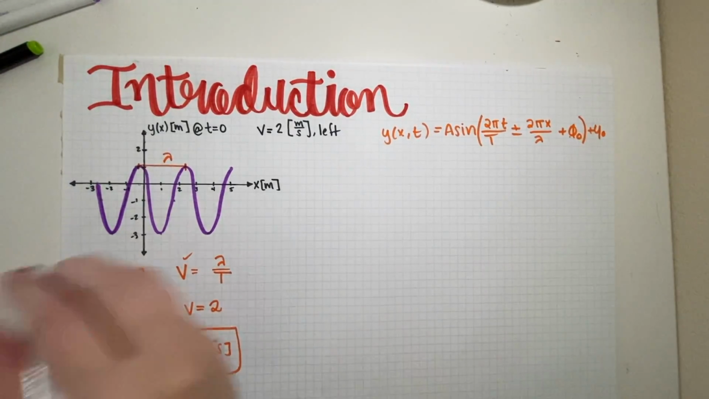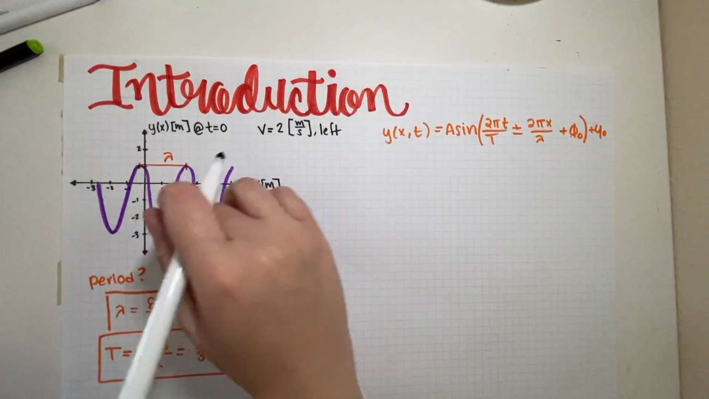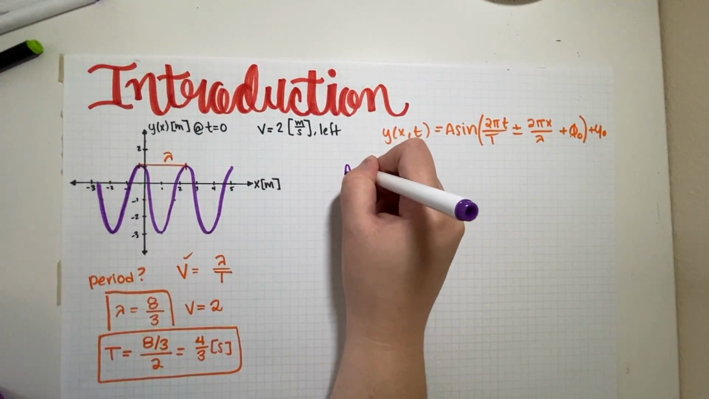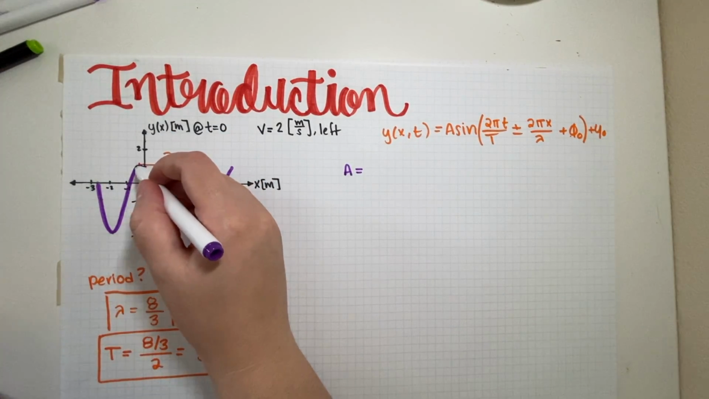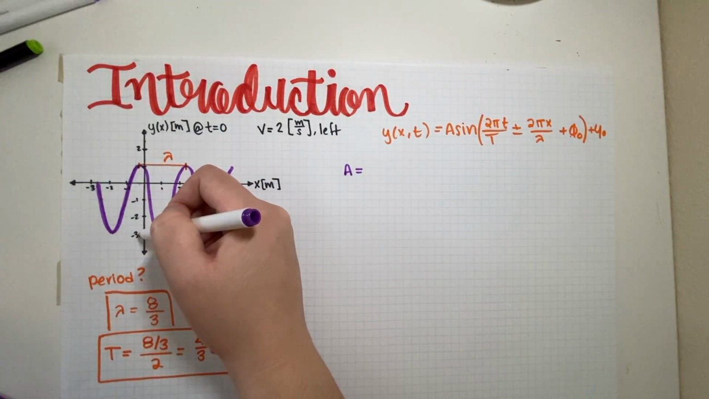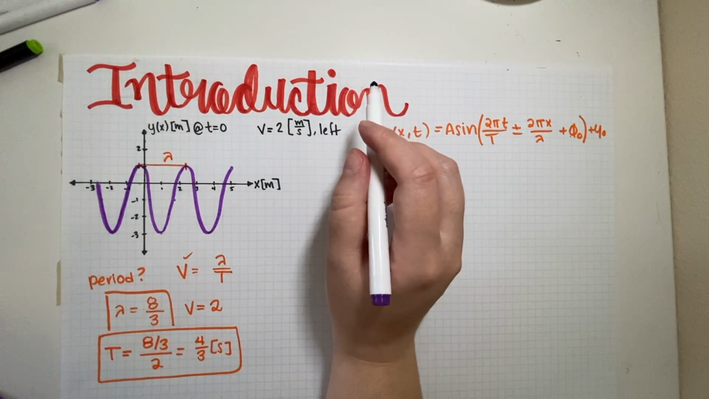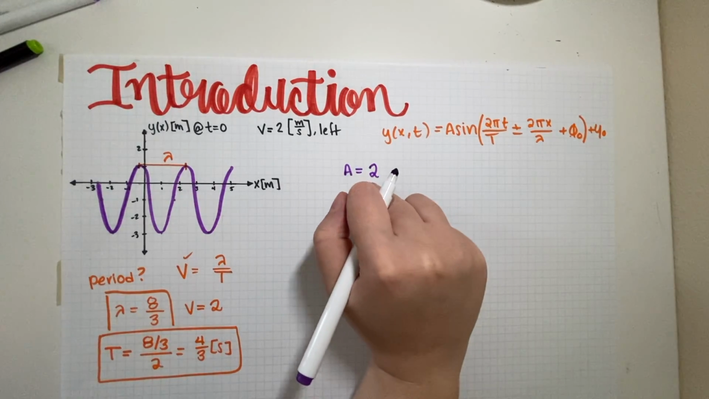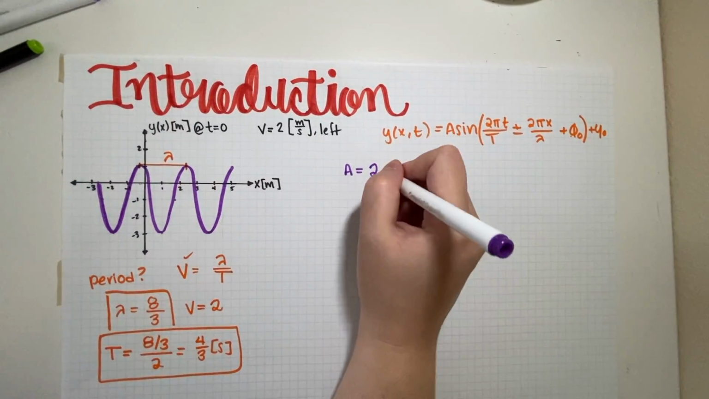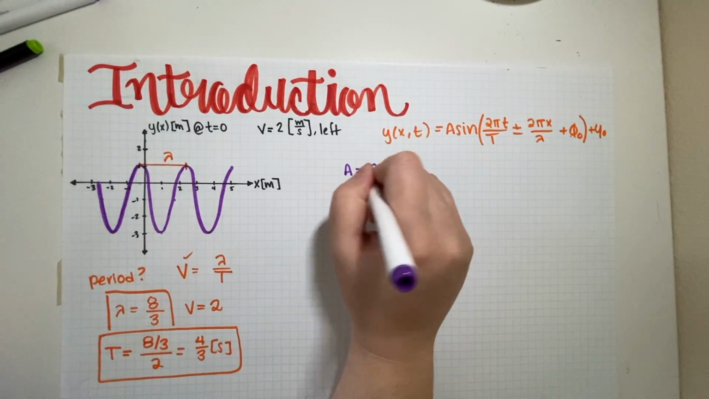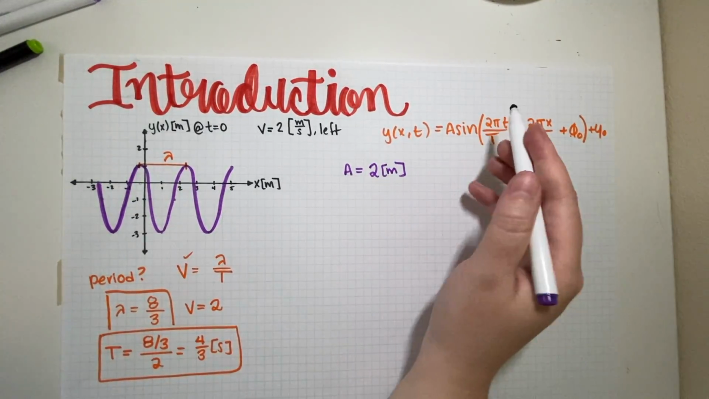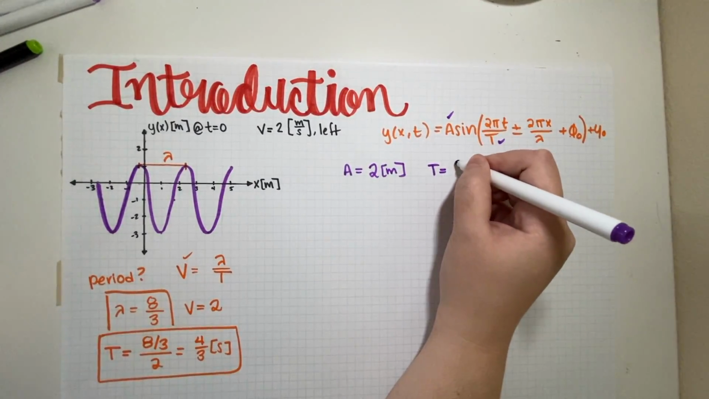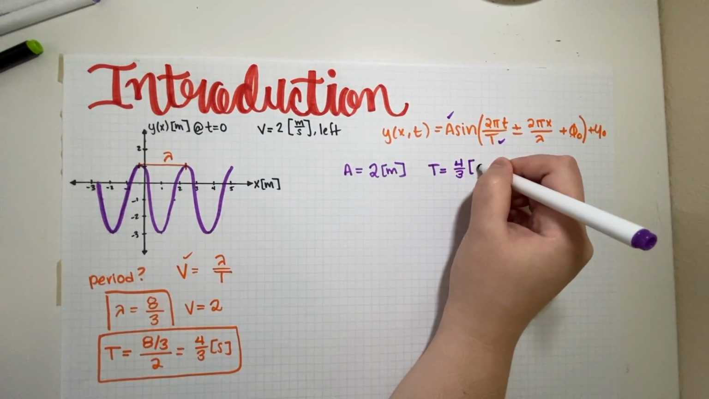Amplitude is basically the entire distance from top to bottom divided by 2. So in this case, the maximum is +1 and the minimum is -3. So 1 plus 3 is 4, divided by 2. Amplitude is equal to 2, and this is meters, so amplitude is 2 meters. Now we have this one. T we already have, so it's 4 thirds of a second.